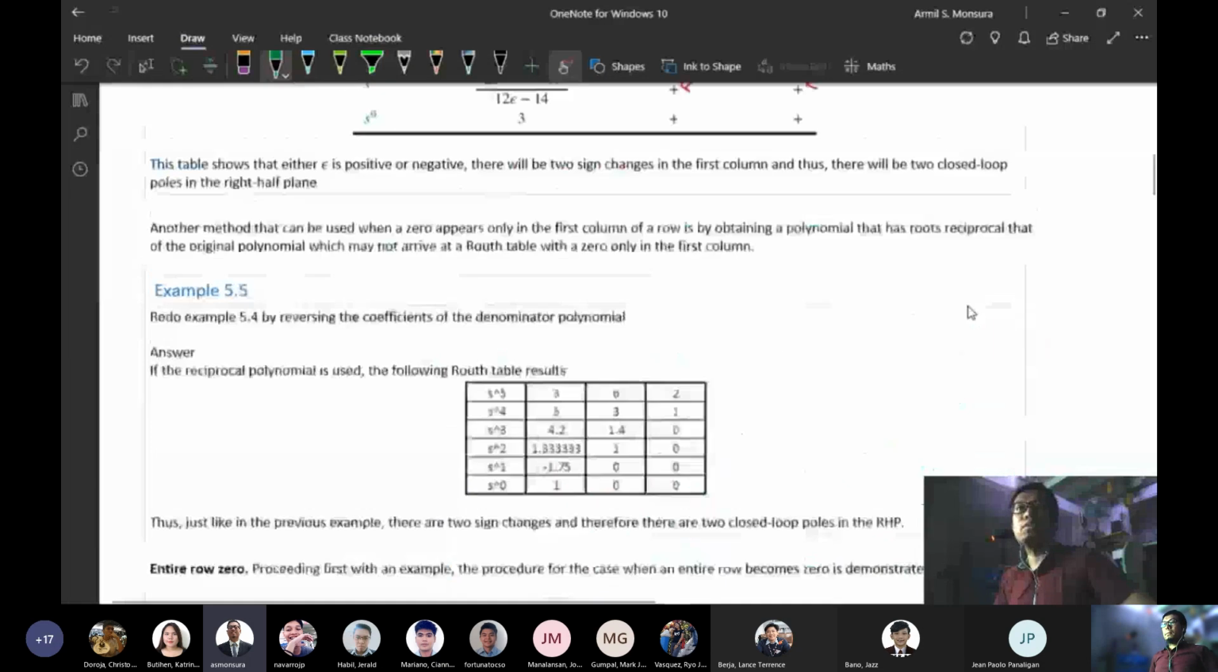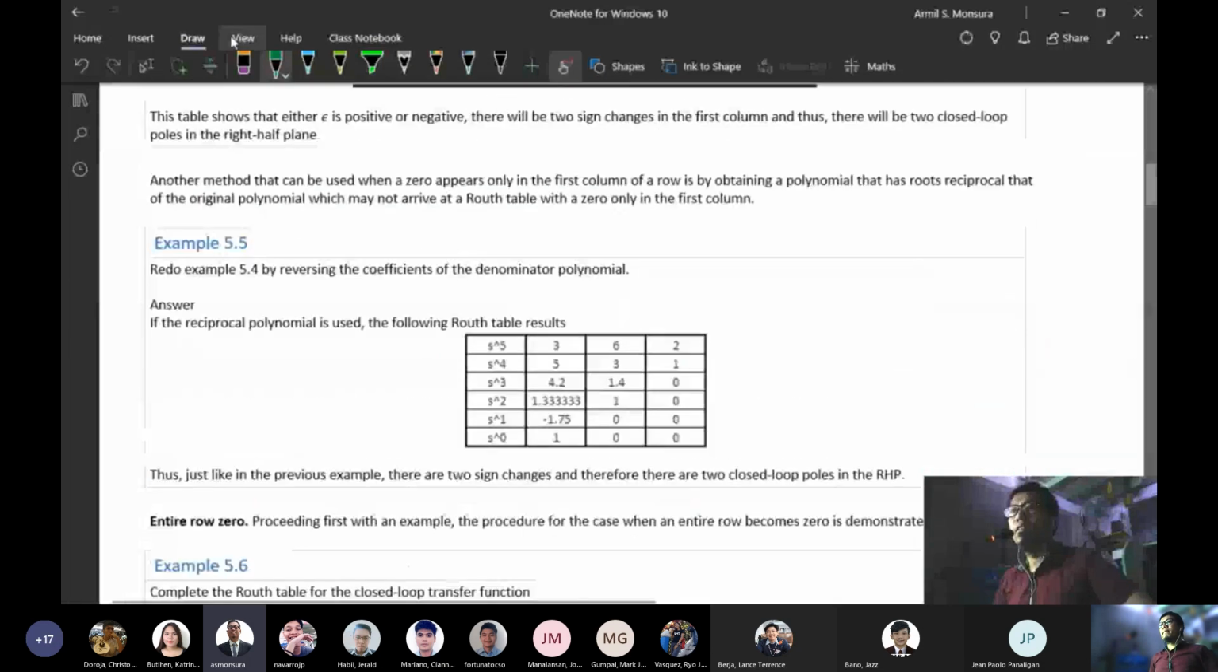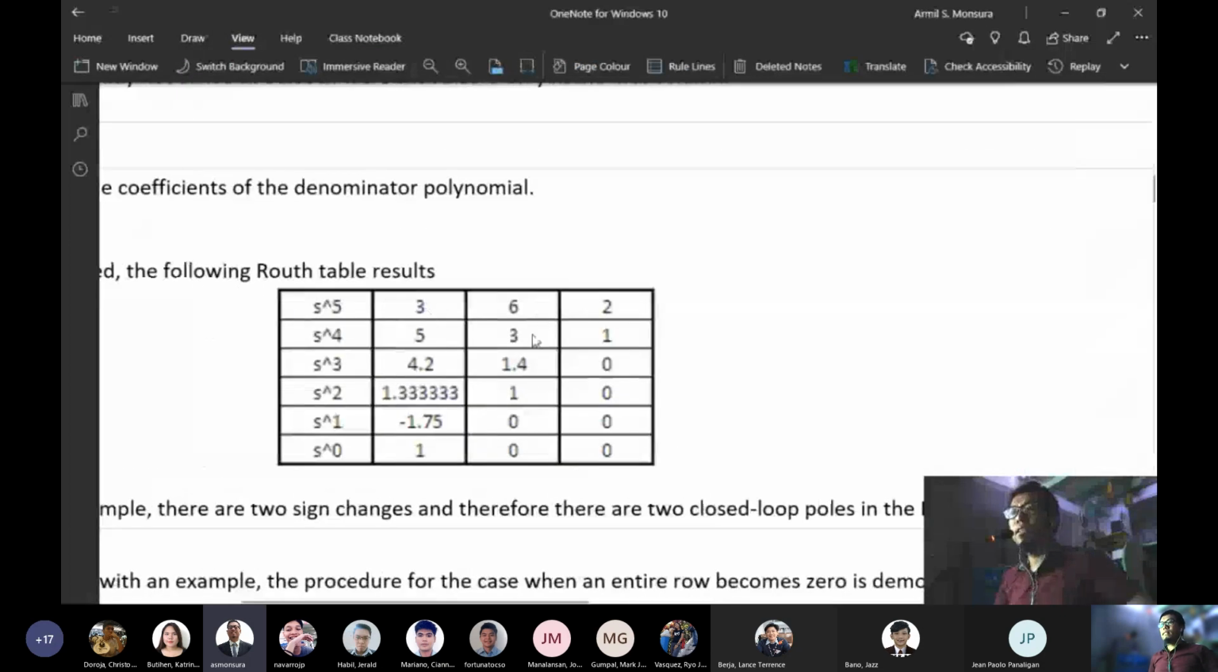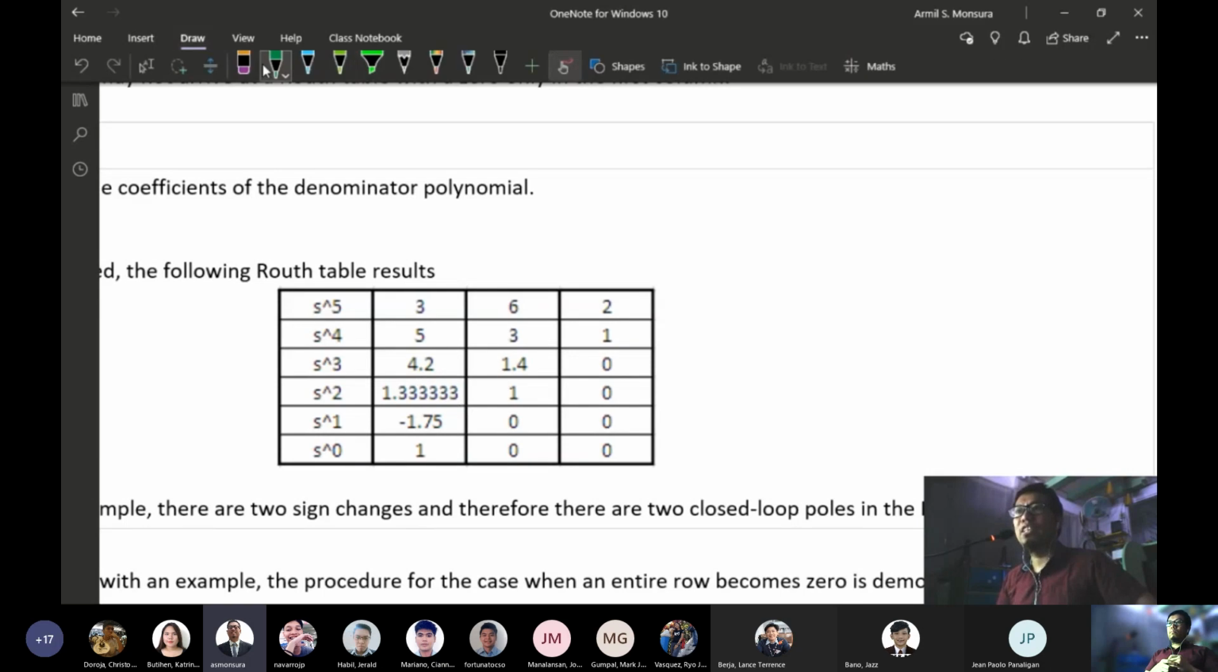So in which case, we will have the following: 3, 5, 6, 3, 2, 1. Pa-verify na lang na kapag kinumpleto niyo yung route table, wala kayong ma-encounter na 0 only in the first column. Kapag ganoon, mas maganda. Posible pa rin na mag-zero only in the first column kahit baliktarin niyo siya. Pero in this case, hindi nangyari yan. Dito, mababasa natin na meron pa ring dalawang sign changes.